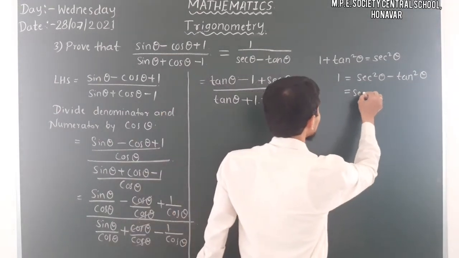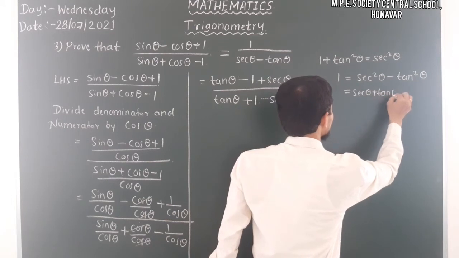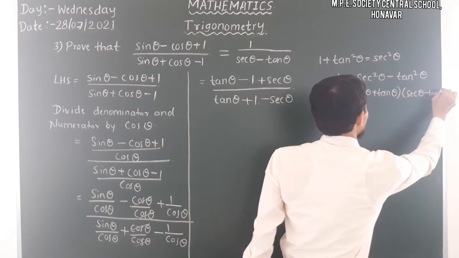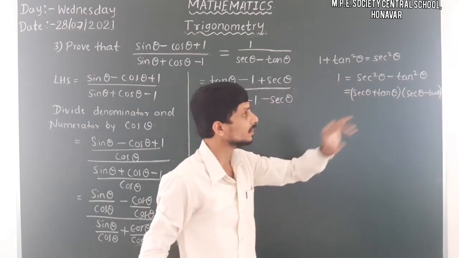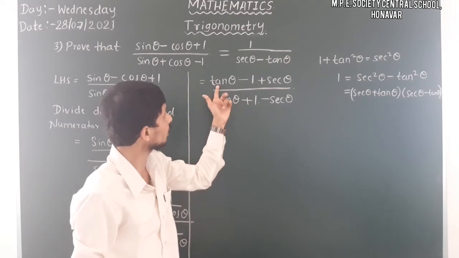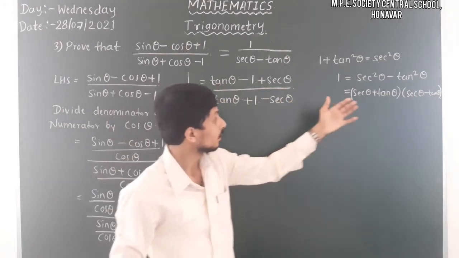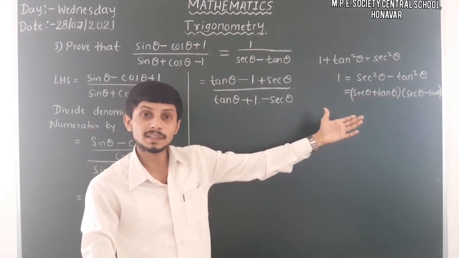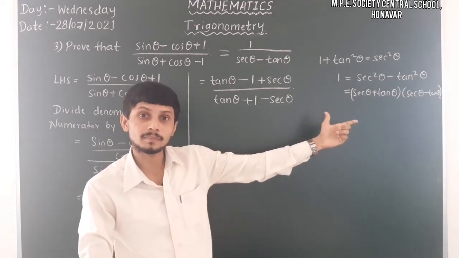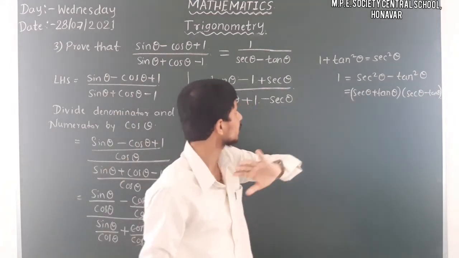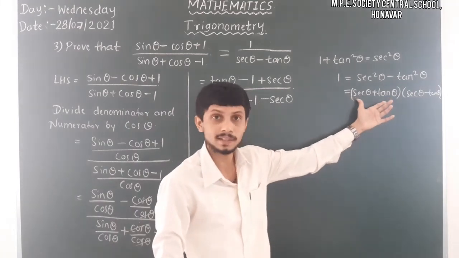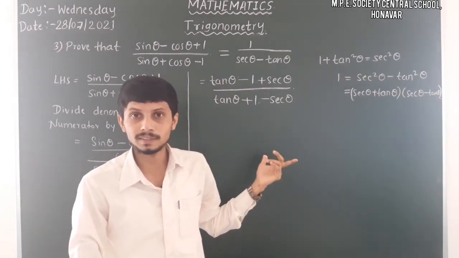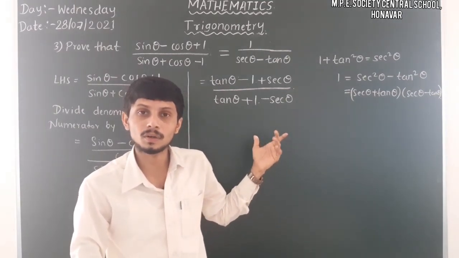That is secant theta plus tan theta into secant theta minus tan theta. Yes. Secant theta plus tan theta and secant theta minus tan theta. Here just observe we have secant theta plus tan theta, but there is a lack of the multiplied term. There is no multiplied term of secant theta minus tan theta. Secant theta plus tan theta we already have. Secant theta minus tan theta we don't have in the numerator. If we got that one, we can easily come into our required form.